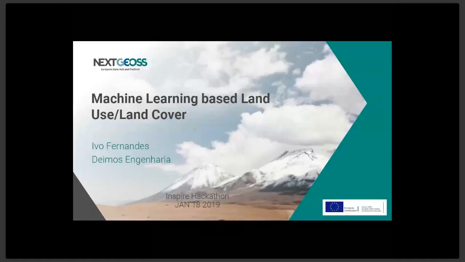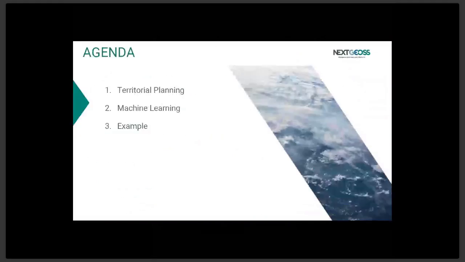So this presentation will be about machine learning based land use land cover. I will start by first introducing the territorial planning pilot that is part of the NextGeos project, and then introduce the machine learning methods and the processes that we use to create good quality land use land cover maps. And finally, I will end with an example that illustrates all this process.